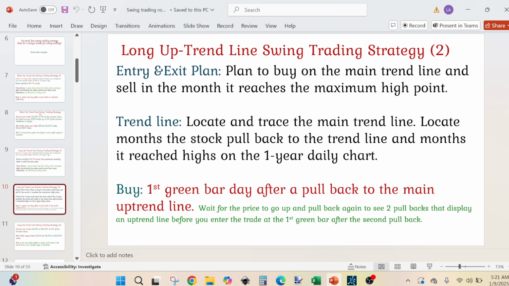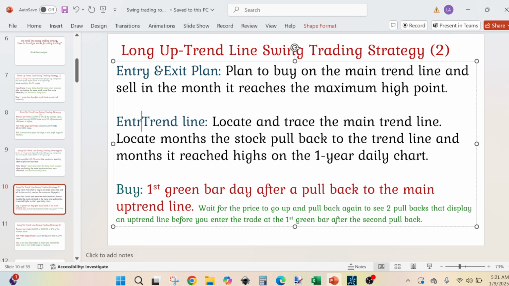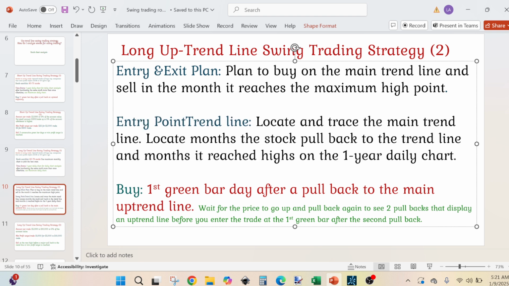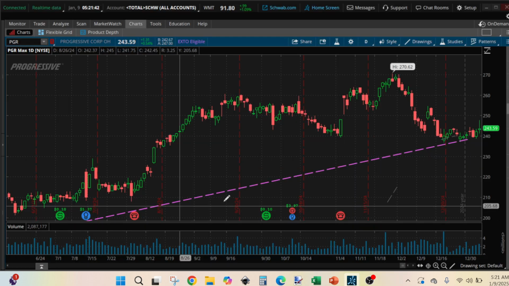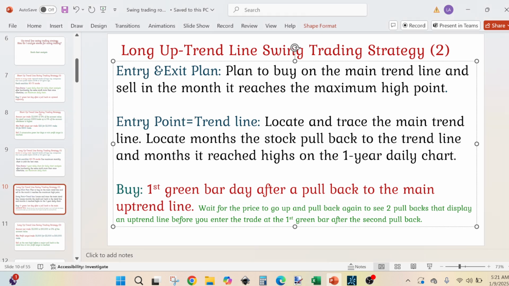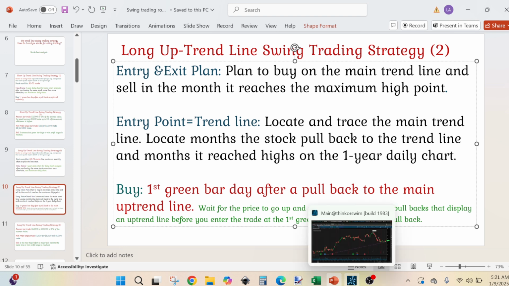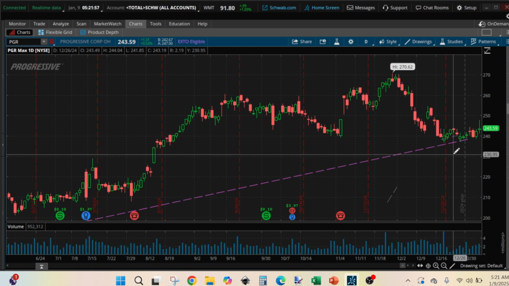So for the long up trend line swing trading strategy, we select the trend line we like to use as our entry point. Because we are at the beginning of the year, we are using at least a 1 year trend line or even longer. And to actually make the purchase, we like to make the purchase at the trend line. When the price comes to the trend line, we will make the purchase.